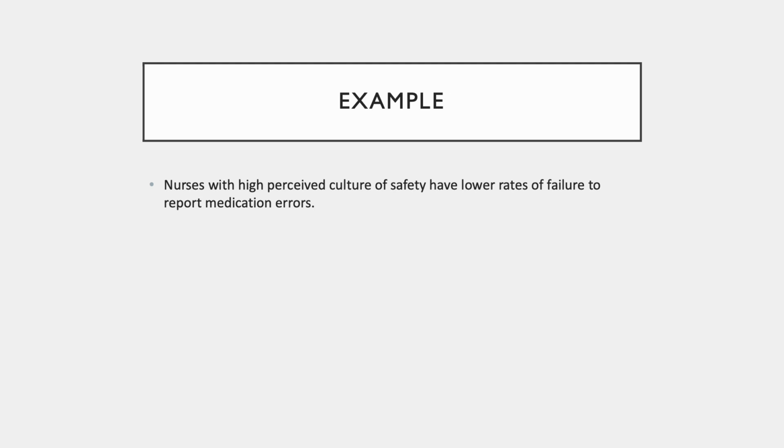Here's an example. Nurses with high perceived culture of safety have lower rates of failure to report medication errors. The independent variable is perceived culture of safety. The dependent variable is rate of failure to report medication errors. This is directional research using a non-experimental design.